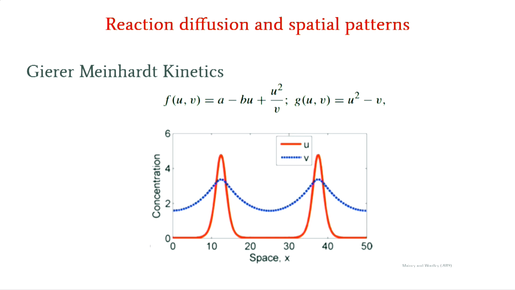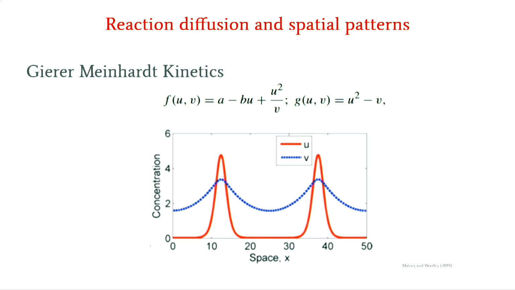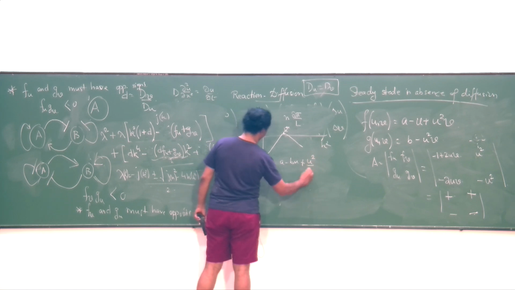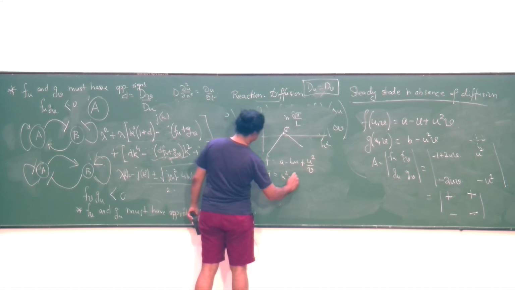Similarly, you can look at another network. Here is another network which is called the Gierer-Meinhardt kinetics, which Shom Dattadi was talking about on the first day, if you remember. Again, it's built up from some underlying chemical reactions. Here F is A minus B U plus U square by V, and G is U square minus V.